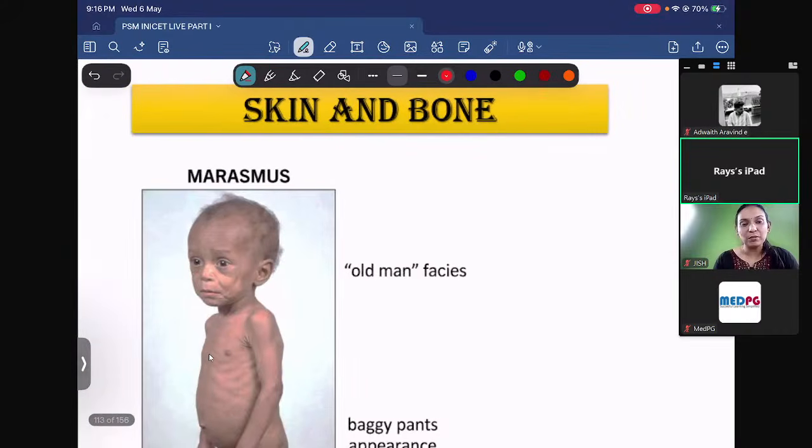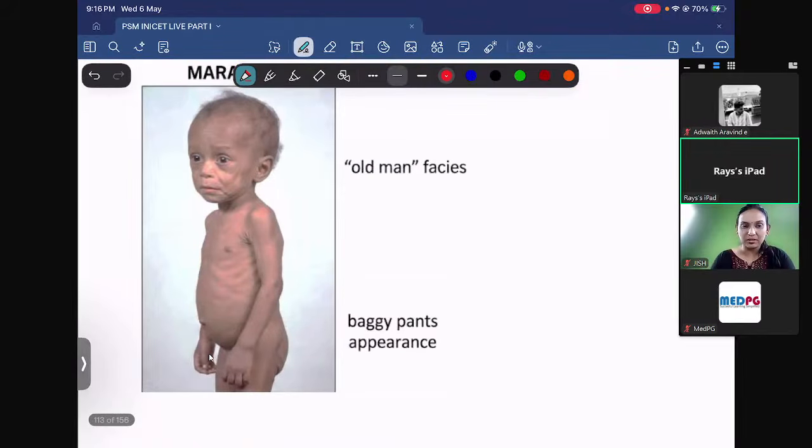For marasmus, you remember skin and bone. The marasmic child looks like skin and bones. He's just skin and bones. You see the image here. Just a bony appearance with just skin, no muscle, nothing. And this is what you call the baggy pant appearance. Because of loss of muscle mass, the child looks all emaciated, like an old man facies, and baggy pant appearance.